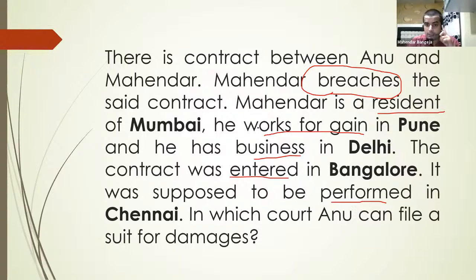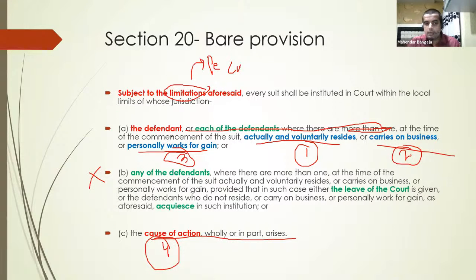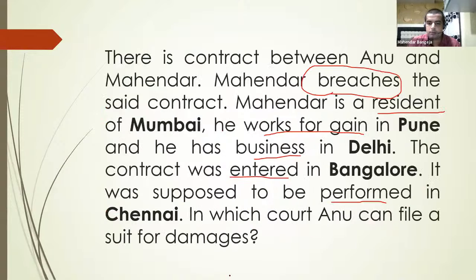And keep section 20 in mind. I'll make you guys read section 20 again. The defendant, at the time of commencement of the suit, actually and voluntarily resides, carries on business, or personally works for gain. The cause of action, and also where the cause of action wholly or partly arises. अब बताओ.